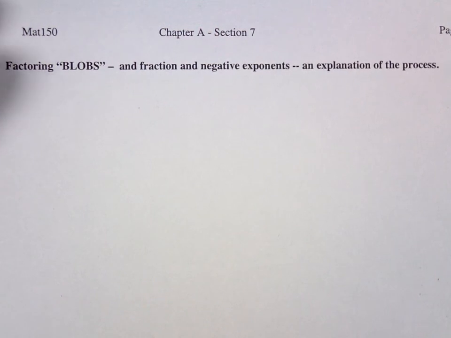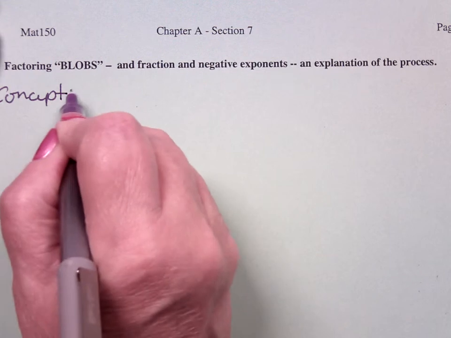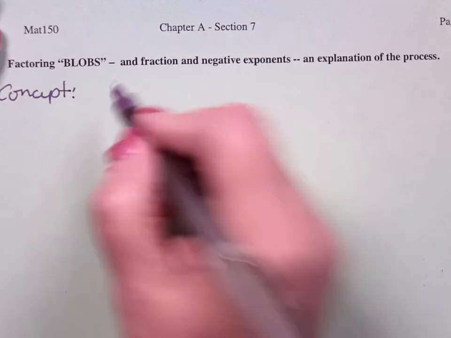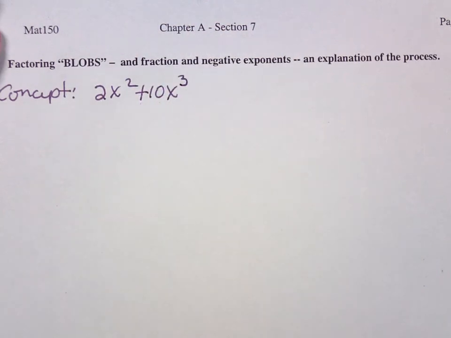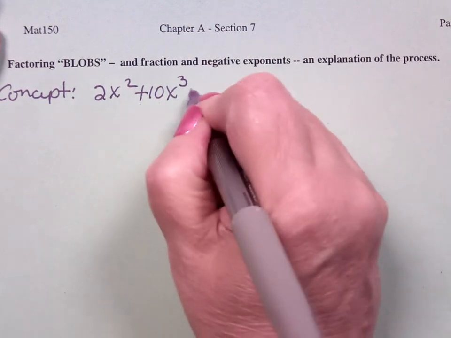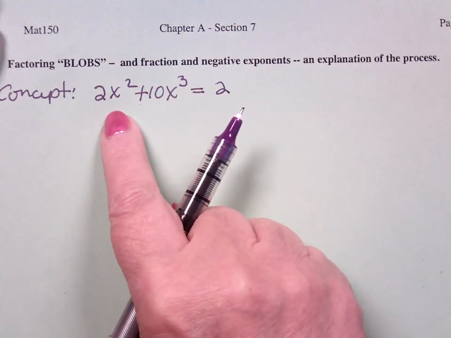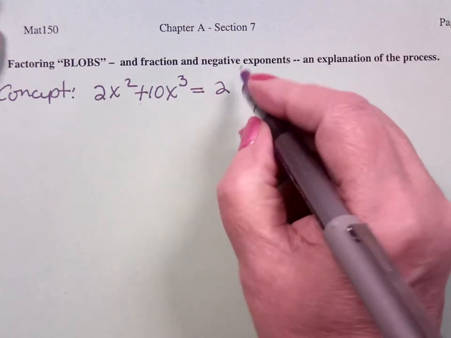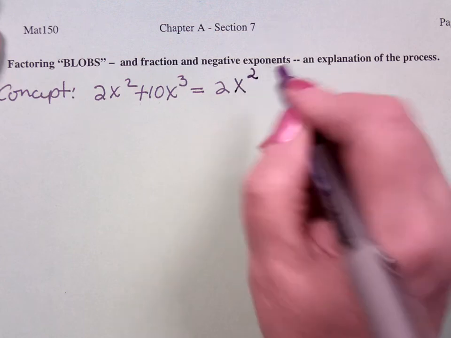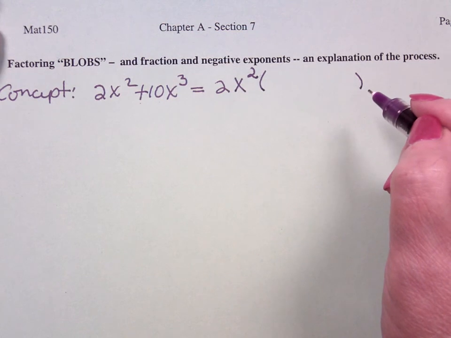We're going to be factoring out what I call blobs. And then let's get down to what the concept is. Suppose I have 2x squared plus 10x cubed. Now we can factor that without hardly any thinking. Greatest common factor between 2 and 10 is 2. The smallest power of x is x squared. But from then, we know, well, oh gee, that's just going to be 1 minus 5x.